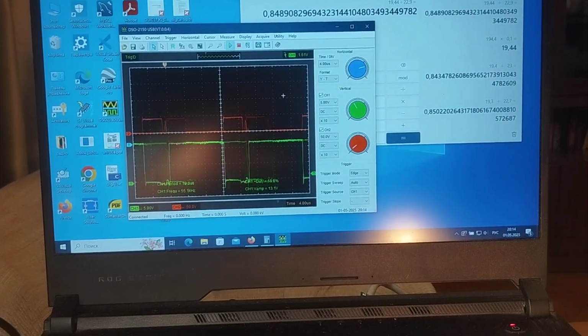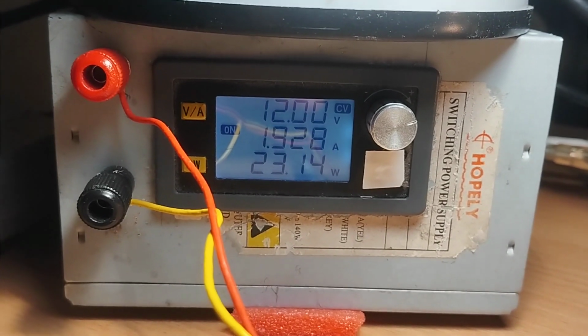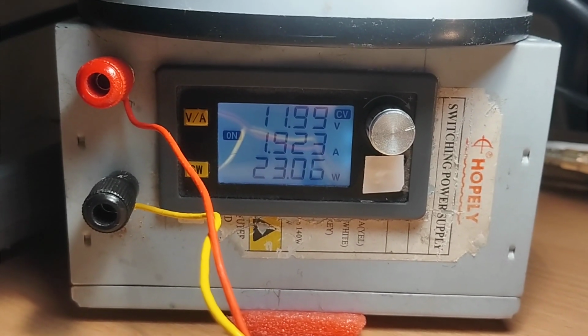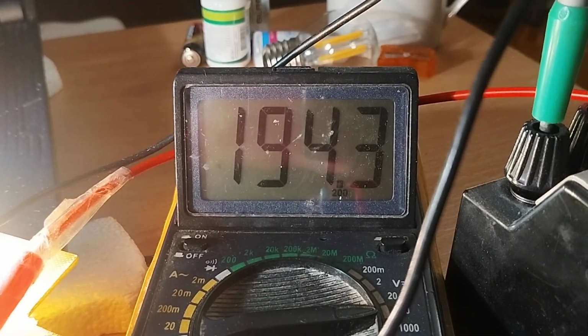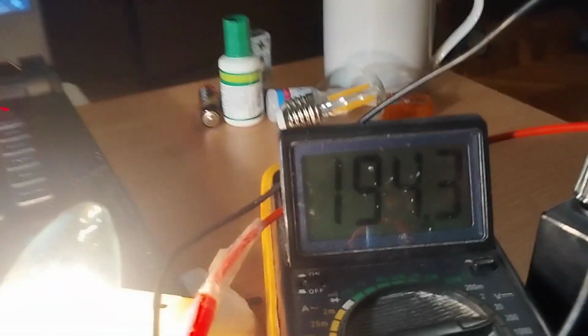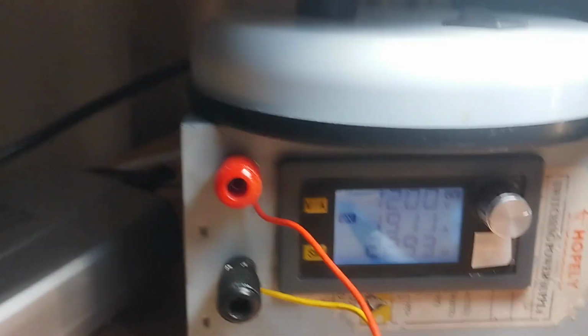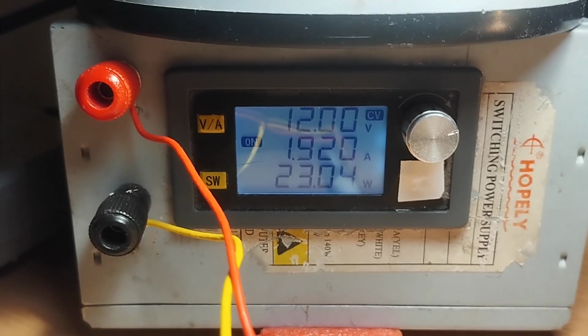Now I load my converter with a bulb. Here is the output, here is the input power. Here we see the output voltage and the output current. The output current is 100 milliamperes. The output voltage is 194 volts. Input voltage is 12 volts.